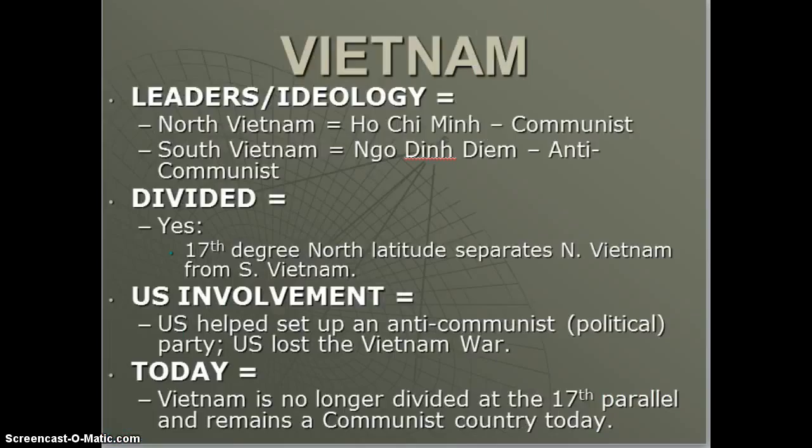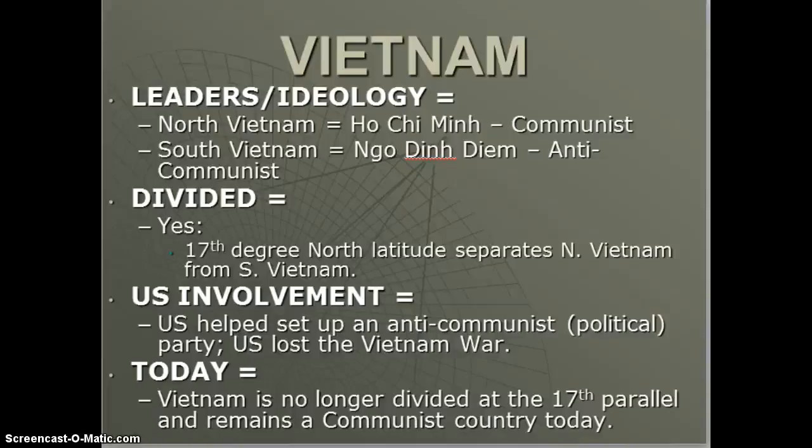All right. Vietnam. Who were the opposing leaders and what was their ideology? Leaders of Vietnam. We have North Vietnam, and it's going to be led by Ho Chi Minh. They're going to be communist. South Vietnam is going to be led by Ngo Dien Diem, and they're going to be anti-communist.